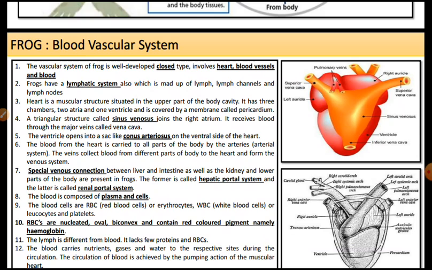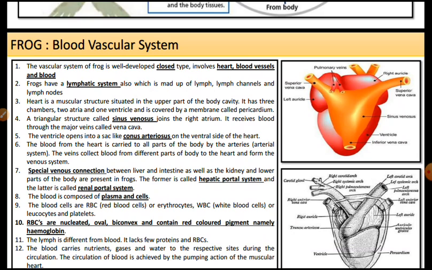The lymph vessels open into wide spaces called lymph sinuses. In frog, there are many lymph sinuses such as subcutaneous sinuses and subvertebral sinuses. Lymph from lymph sinuses is pumped into the veins by muscular, contractile and valvular structures known as lymph hearts.